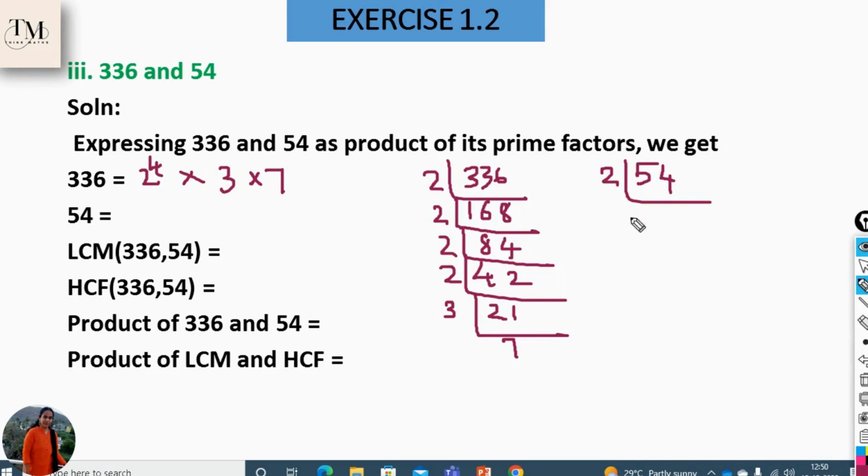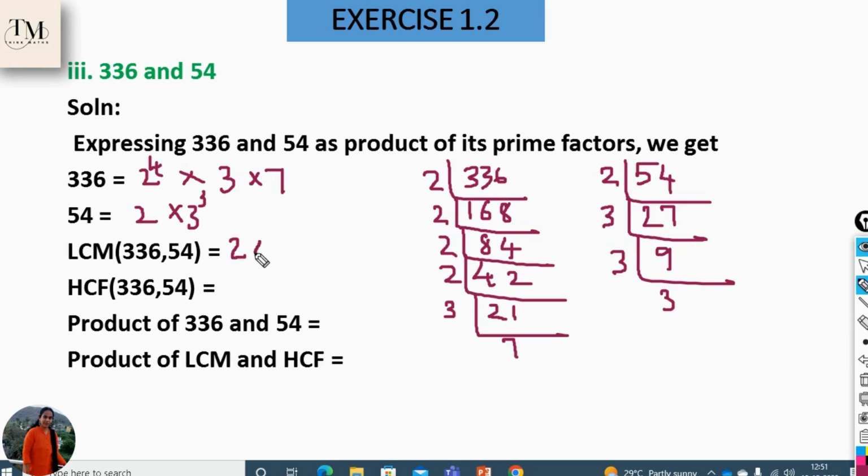I take 2. 2 2s are 4, balance 1. 7 2s are 14. I take 3. 3 9s are 27. Again I take 3. 3 3s are 9. So 54 can be factorized as 2 into 3 appears 3 times, so 3 power 3. So what is LCM?